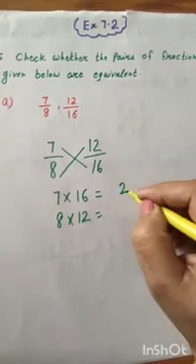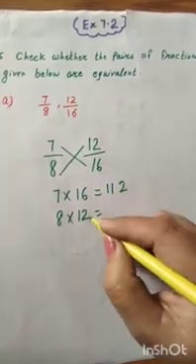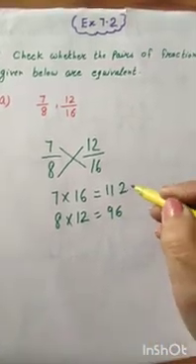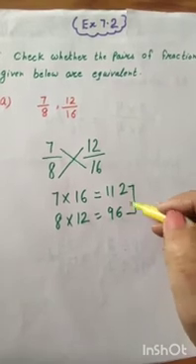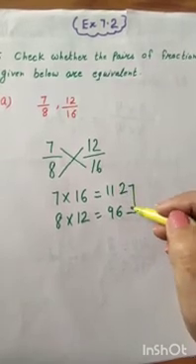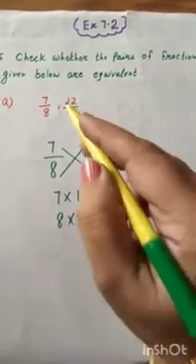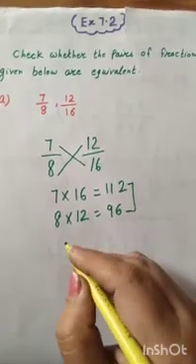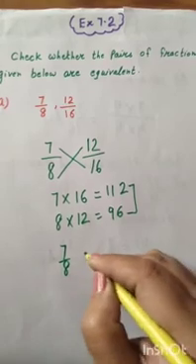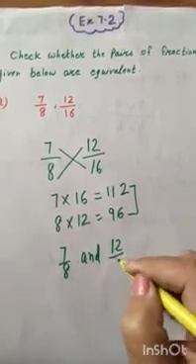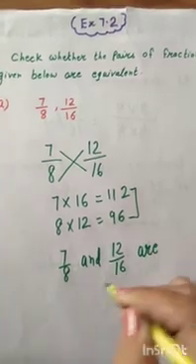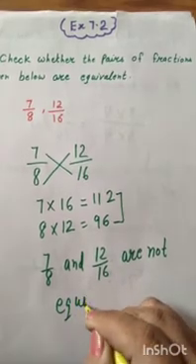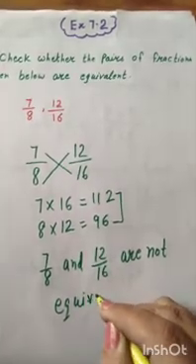So here we get 112 and here we get 96. Now we will see these two answers. If the answers we get are equal, then we will write the fractions are equivalent. But in this case we don't get equal numbers. So here we will write 7 by 8 and 12 by 16 are not equivalent fractions.